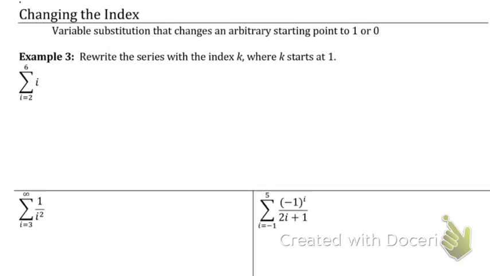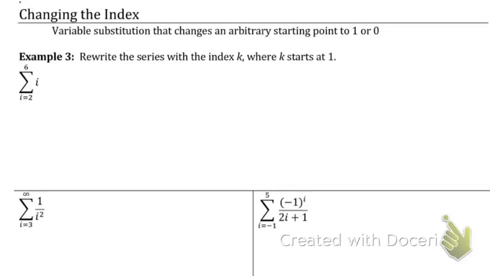So changing the index is basically, so this is an arbitrary starting point. I just pick it as 2, and we go to 6. Sometimes when we start at 2, we actually need to start at 1 to match it up with something else, some other series I want to match up how they react to each other. So for whatever reason, you may want to change that i equals 2 to an i equals 1. Well, instead of making it i equals 1, I want to change it to k equals 1.